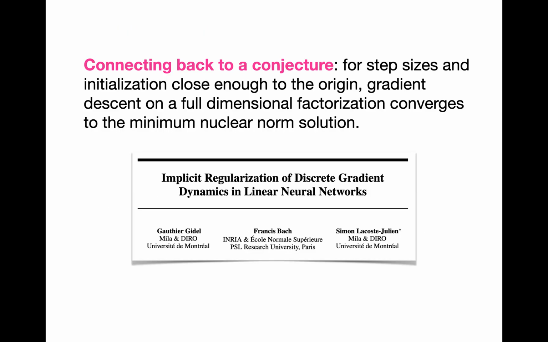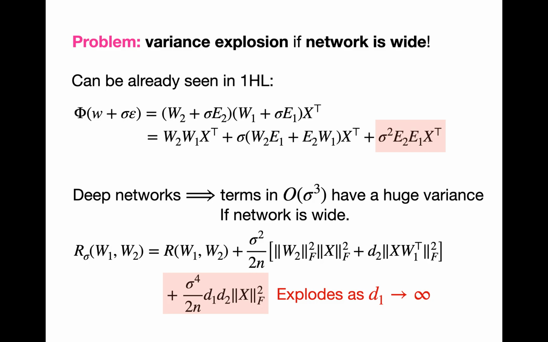Also, this relationship to the nuclear norm connects back to a famous conjecture by this paper, Implicit Regularization of Gradient Descent Dynamics in Linear Neural Networks. It connects generalization to nuclear norms. Okay, but we have a problem.